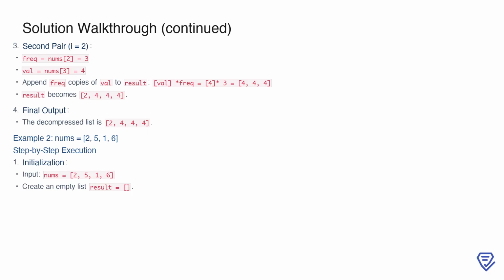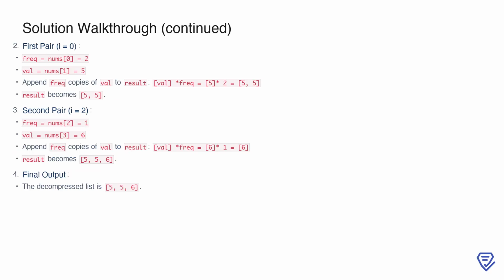Let's consider another example where nums is 2, 5, 1, 6. As before, we start with an empty result list to store the decompressed values. For the first pair in this example, the frequency is 2 and the value is 5. Using the same approach, we append 2 copies of 5 to result, resulting in 5, 5.